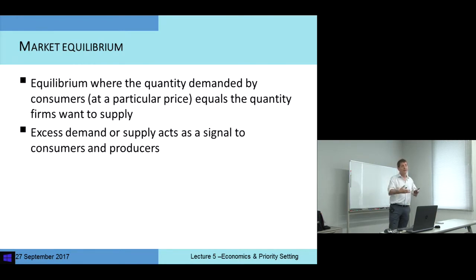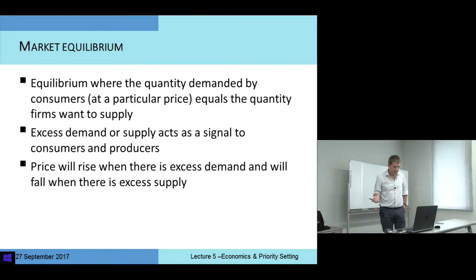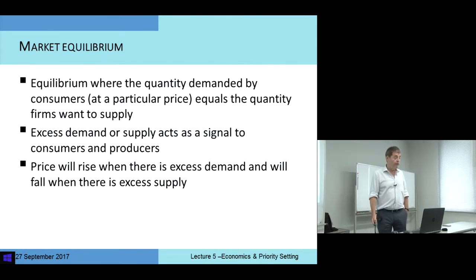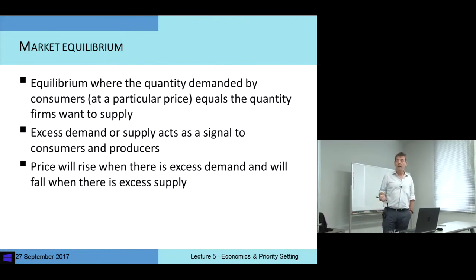Similarly, if you're selling something and there's a queue of people outside waiting to purchase it, or a waiting list for something, that's a signal of excess demand. Okay. Price will rise, we predict, when there's excess demand, and will fall when there's excess supply.